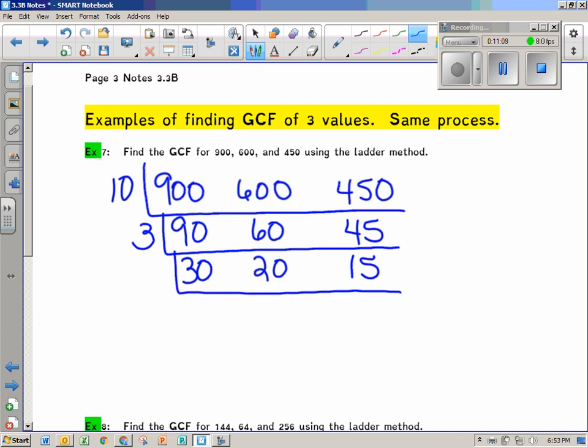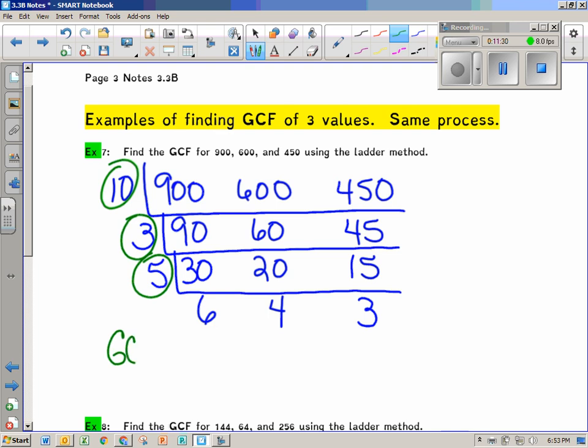Then I would divide a 5, factor out 5. 5 goes into 30, 6; 5 into 20, 4; 5 into 15, 3. I stop here because 6, 4, and 3 have no other common factors other than 1. So we multiply 10 times 3 times 5 to get our GCF. And different people's ladders are going to have different order in the vertical part. That's perfectly fine.